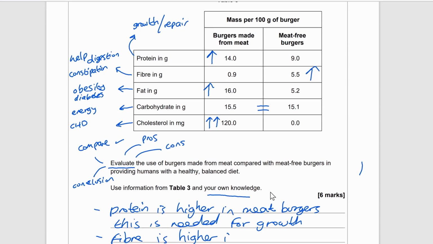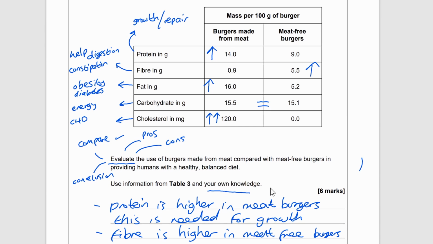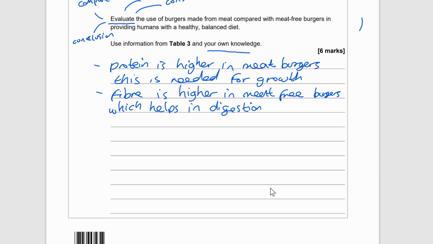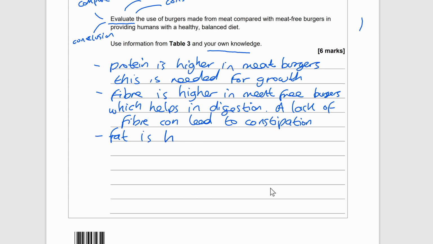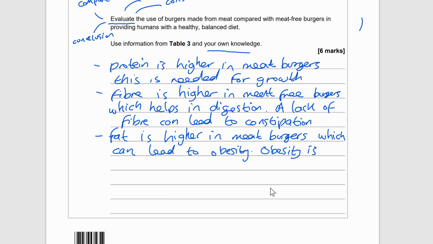Fiber is higher in meat-free burgers, which helps in digestion. A lack of this can lead to constipation. Fat is higher in meat burgers, which can lead to obesity. Obesity is a risk factor for type 2 diabetes.